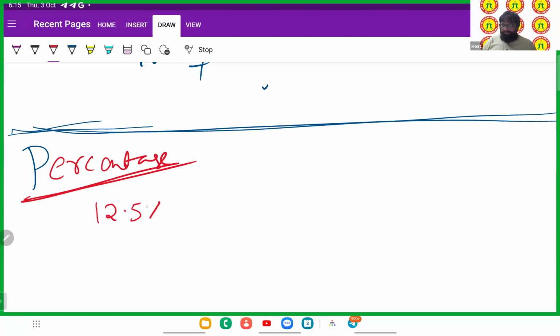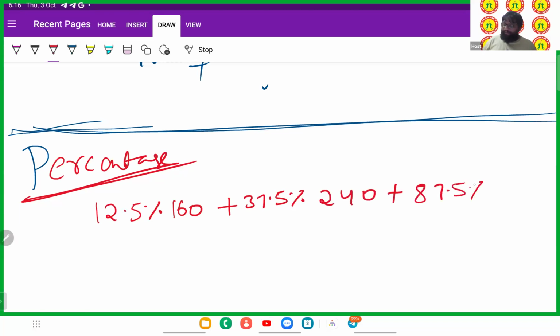So 12.5% of 160 plus 37.5% of 240 plus 87.5% of 480 is equal to how much? Olympiad question.